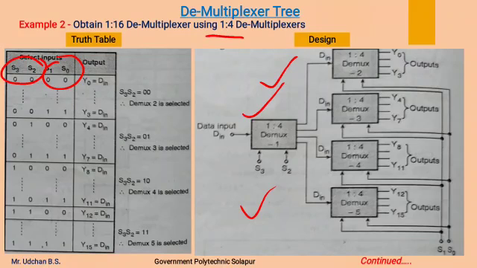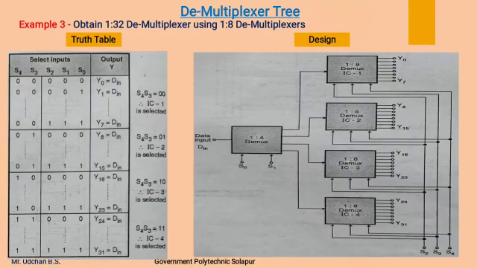So in all we require 5 demultiplexers over here. Next we will see a 1:32 demultiplexer using 1:8 demultiplexers. Now here we have to obtain a 1:32 demultiplexer. For that we require 5 select lines, S0, S1, S2, S3, S4, and 32 outputs. Individual outputs are shown in this column.